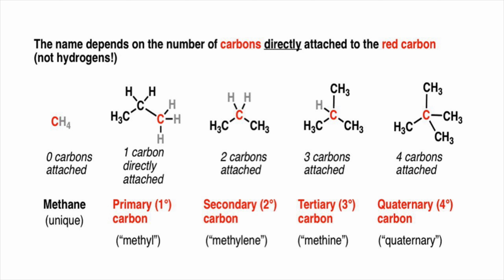In organic compounds, there are different types of carbon atoms and they are classified as primary, secondary, tertiary and quaternary. In the primary carbon atom, the carbon is attached to one other carbon atom. In the secondary carbon atom, the carbon is attached to two other carbon atoms. In the tertiary carbon atom, the carbon is attached to three other carbon atoms. In the quaternary carbon atom, the carbon is attached to four other carbon atoms. In the methane molecule, the carbon atom is not attached to any other carbon atom.